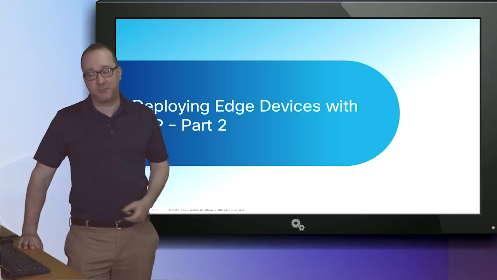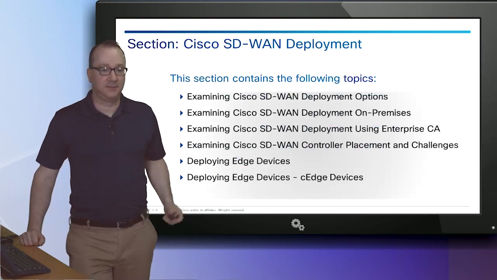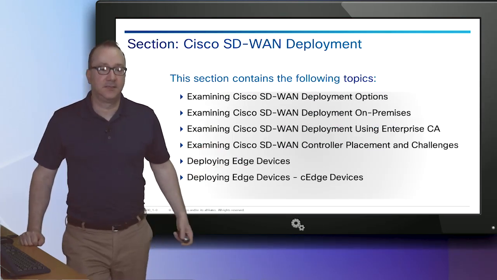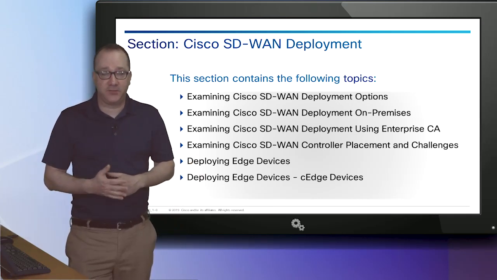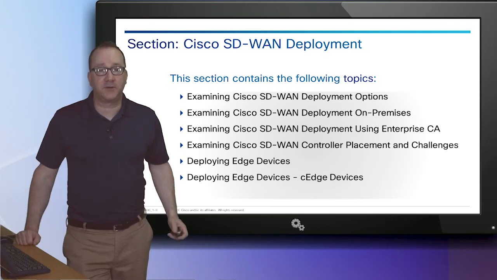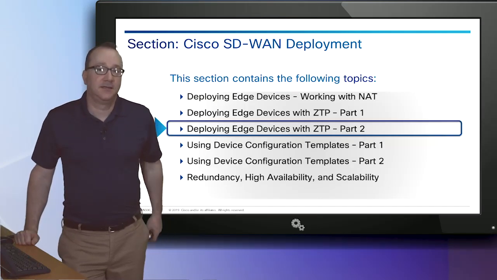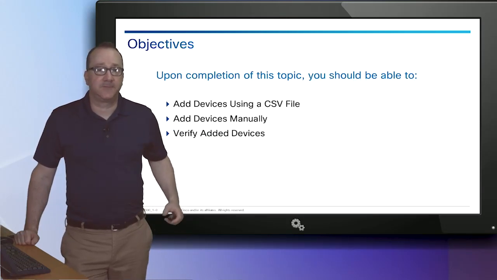If you haven't seen Part 1, you should probably go watch that one because, well, it's Part 2. So it's like watching Avengers Endgame without watching any of the other movies. So we're going to talk about how to deploy those vEdge devices using Zero Touch Provisioning, just like we did before, but we're going to go into a little bit more detail and some other steps involving some other features as well. Okay? And as I said, this is Part 2 of the Zero Touch Provisioning.